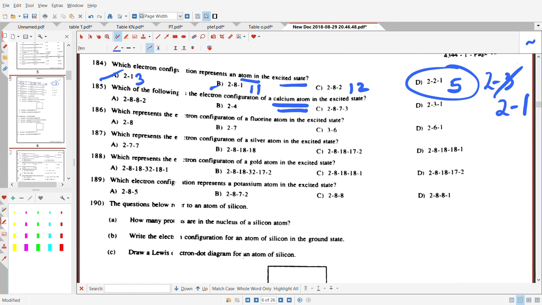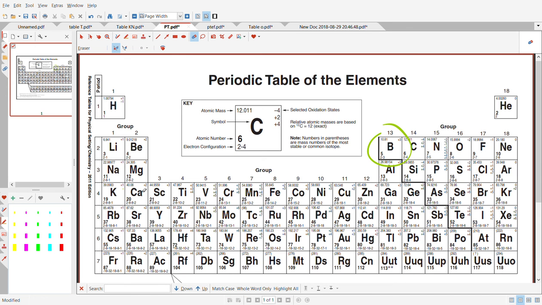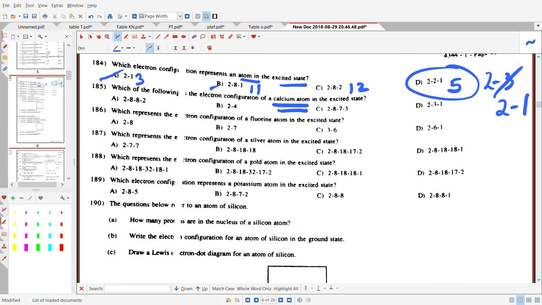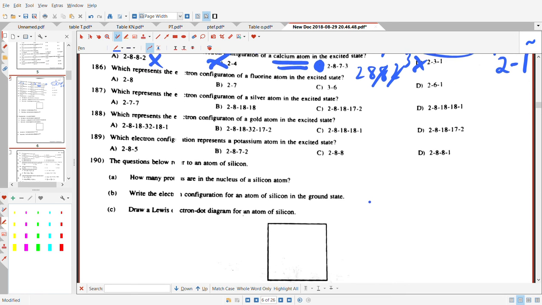So now here they're specific about calcium atom in the excited state. So here I have to specifically look up calcium, which is 2-8-8-2. Now, so instead 2-8-8-2, that's ground, so I'm going to cross that one out. Maybe this becomes a 7, that becomes a 3, and that's it right there. That's not calcium, and that one's not calcium.